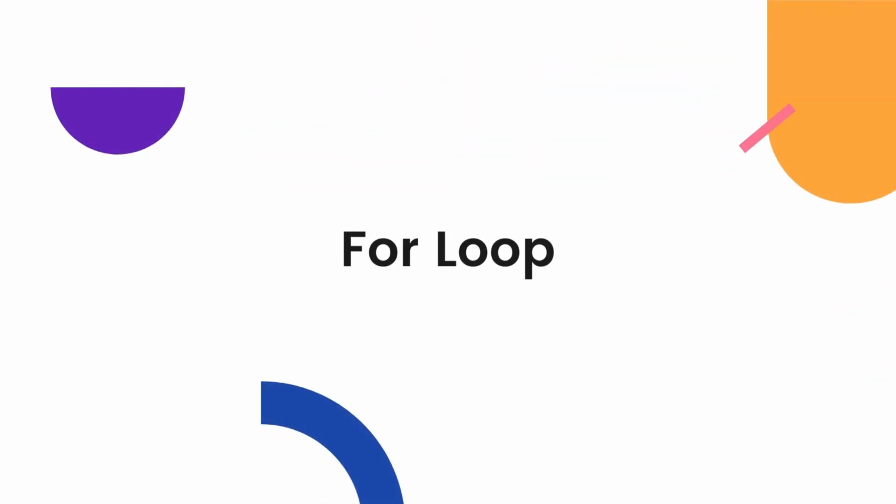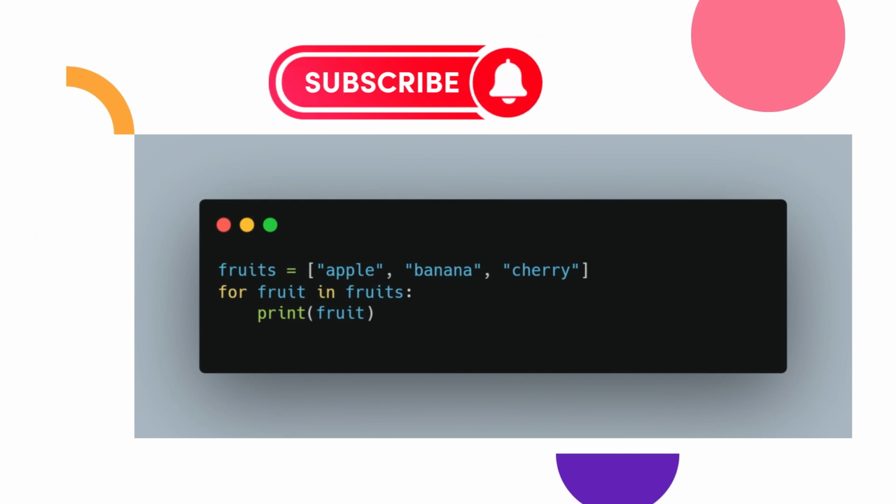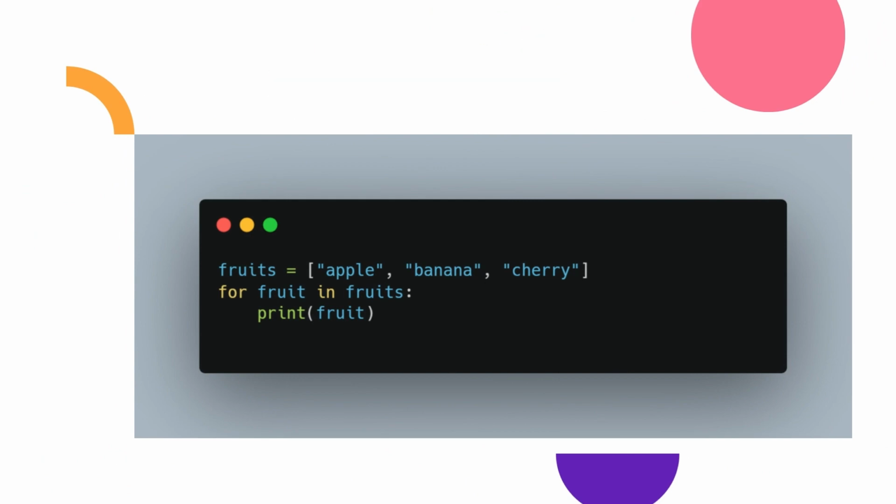For loop. The for loop is another basic loop in Python that is used to iterate over collections of data, such as lists or dictionaries. Here's an example. In this example, we've defined a list of fruits and used a for loop to iterate over each item in the list and print it to the console.